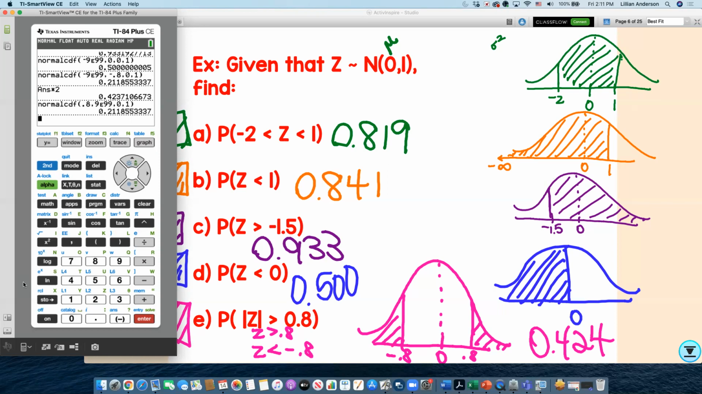Because again, it's symmetric about the mean. So if you're the same distance away from the mean, then the areas at the opposite ends are going to be the same as well. So we can get that answer by doubling one probability, or we can find the two. This one was greater than 0.8, this one was less than negative 0.8, and just add them together, and we get the same value as we did before.